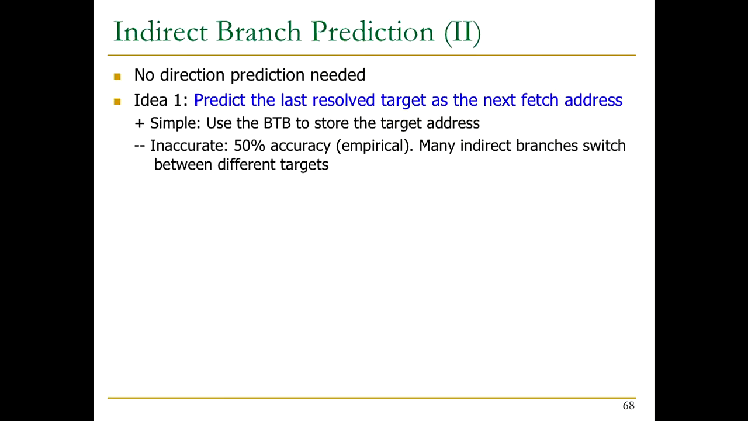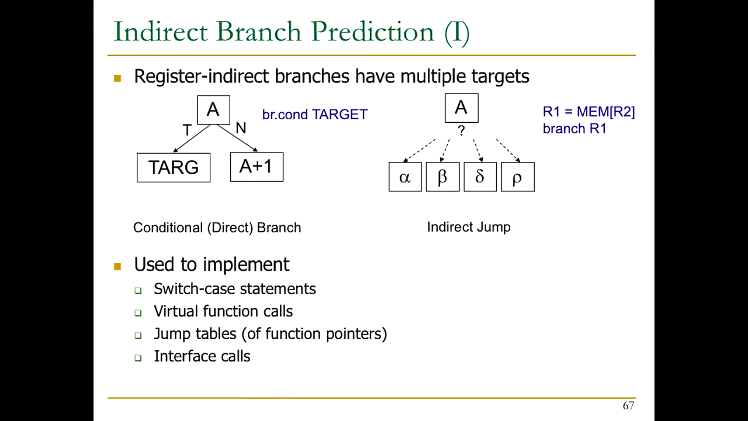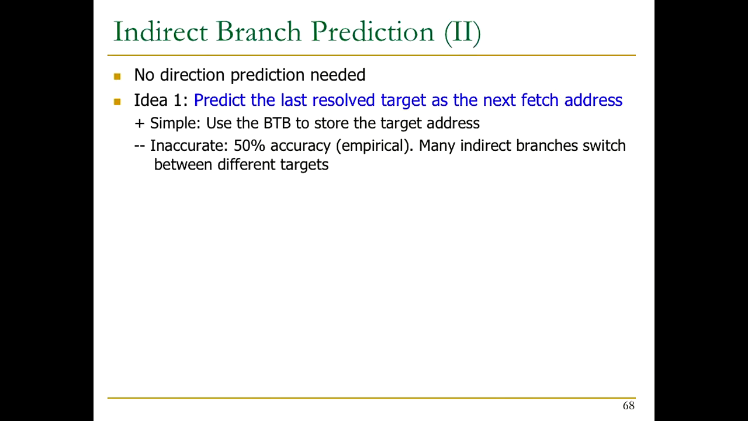Empirically, it's about 50% accurate. In fact, in modern code that uses a lot of these things, like virtual function calls, interface calls, and so on, there are a lot more indirect branches, so this accuracy is reducing over time. Many indirect branches actually switch between different targets. So people have proposed other ideas.